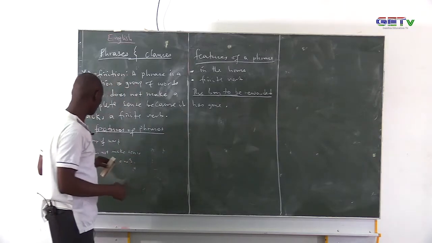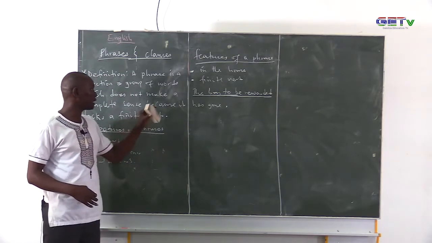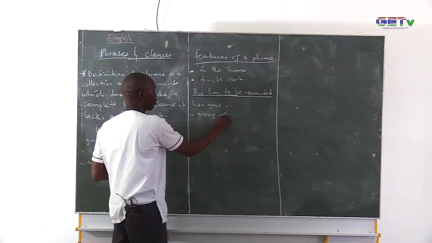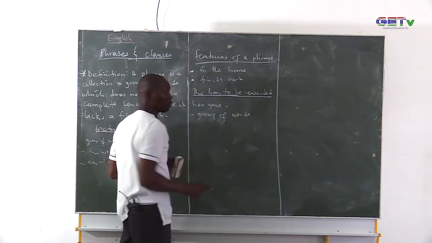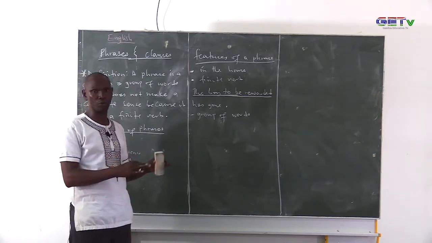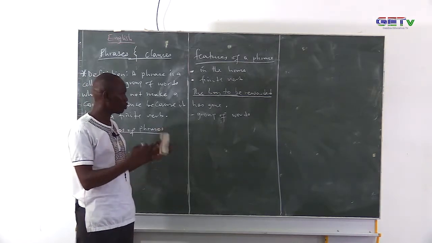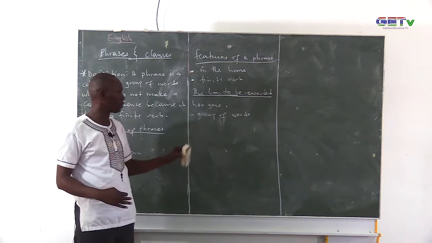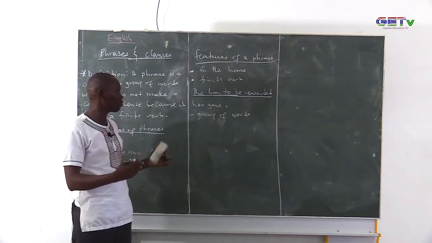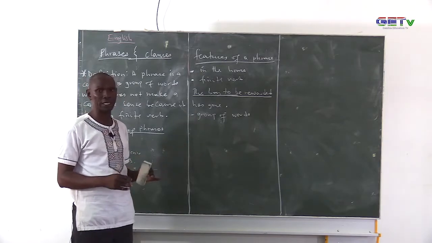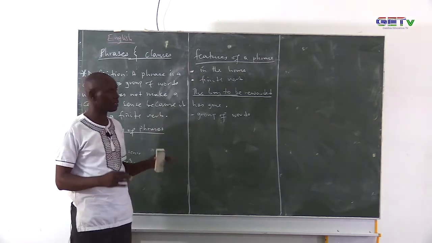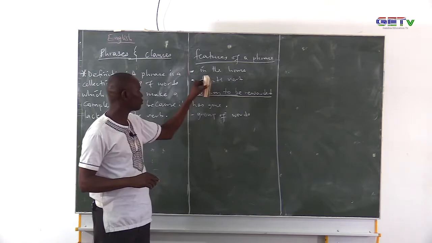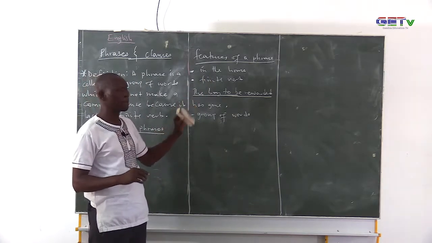Also, phrases constitute groups of words. You cannot use one word and call that a phrase; it becomes a word. So anytime you have a phrase, it must be a group of words, could be two, three, or more words. What is clear is that they wouldn't make sense on their own, and they do not contain a finite verb. So these are some of the features of a phrase. Now, let's look at the second point, that phrases may not have verbs.